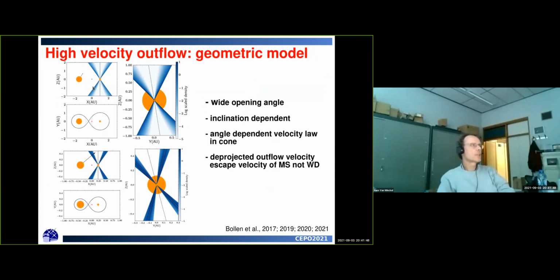So these are the plots that I showed in the beginning. What we see is that the jet has some angular velocity structure. It is fast in the center and slower at the edge, and you have a density structure accordingly. For every object, we also depend on the inclination, because you probe the jet at a different region depending on that inclination.